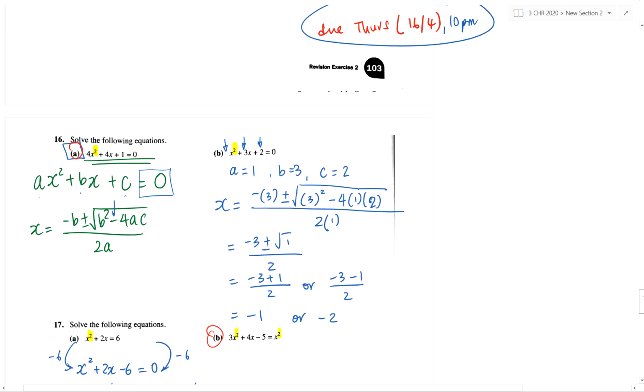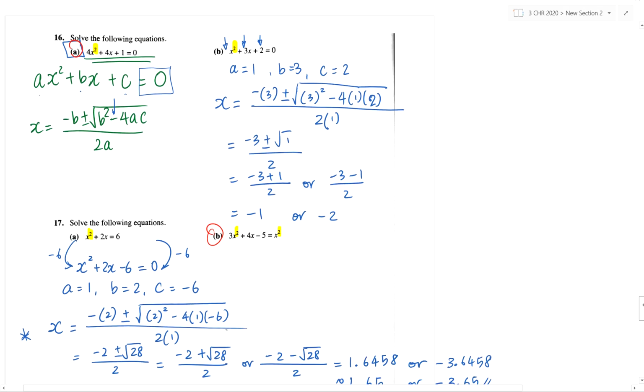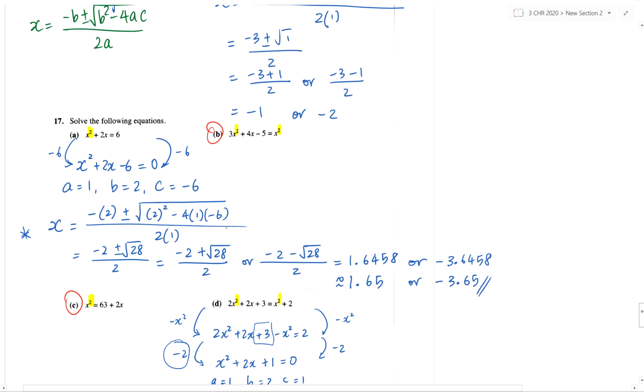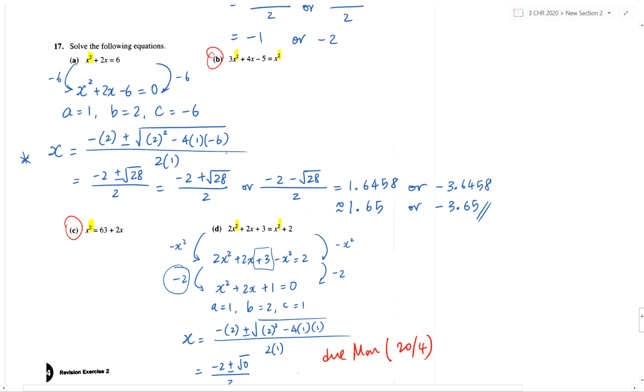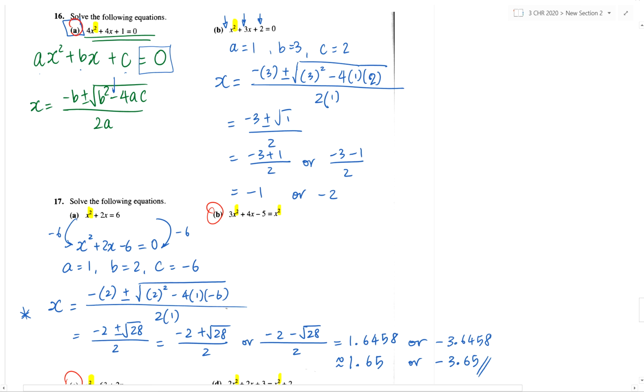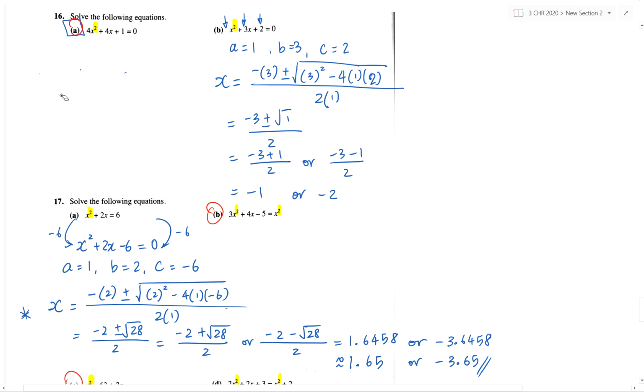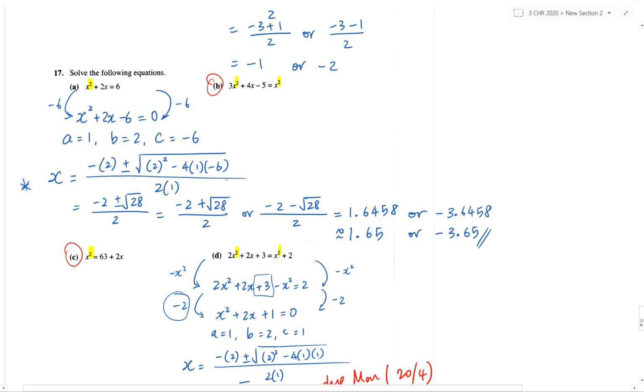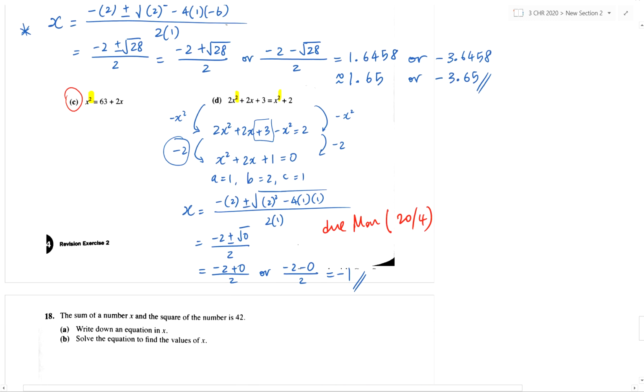So please complete this. Question 16, 17. You will have to do the circled questions by yourself. In other words, 16a, 17b, and 17c. So take a picture of this entire page with your self-marking and corrections. It is due on Monday, 10 p.m.